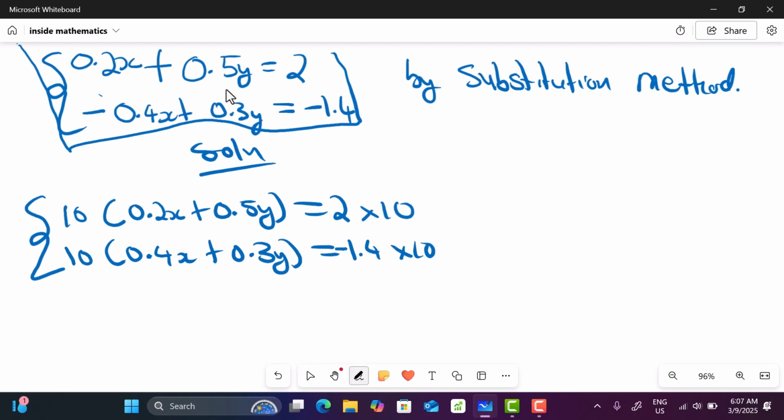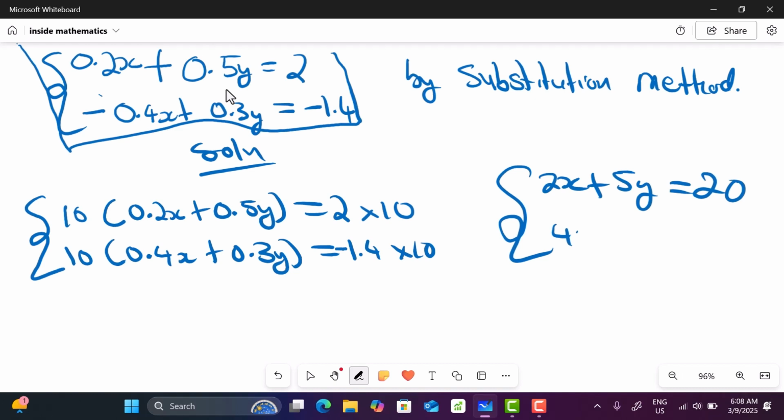So now you come up with equations like 2x plus 5y is equal to 20, and the same goes here: we have 4x plus, this should be negative here, this should be negative, and here we get negative 4x. Same goes here, we get 3y is equal to negative 14.